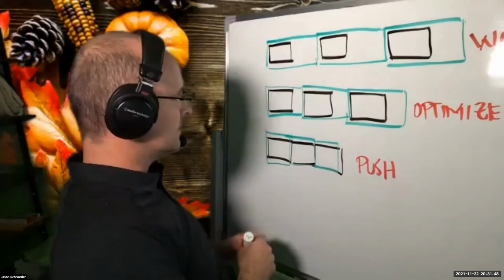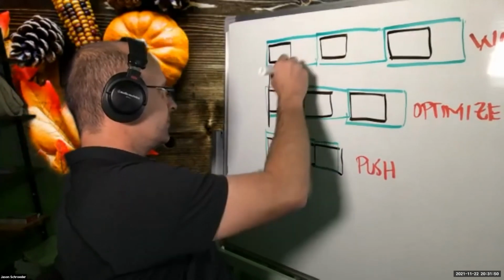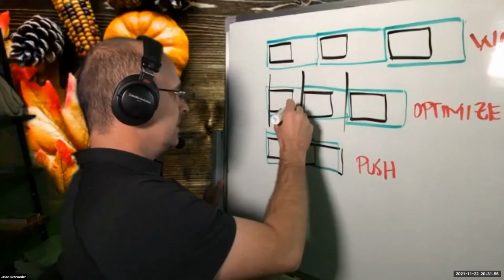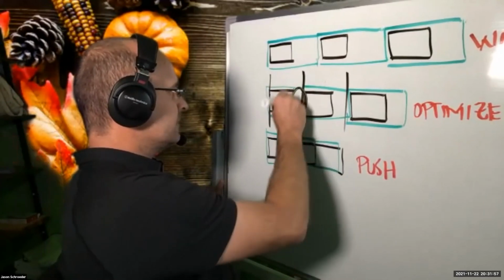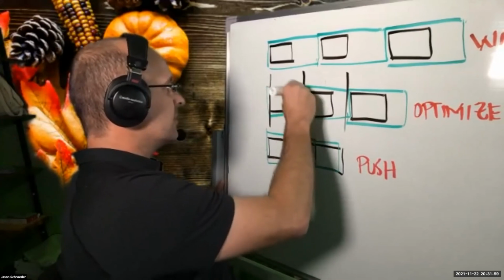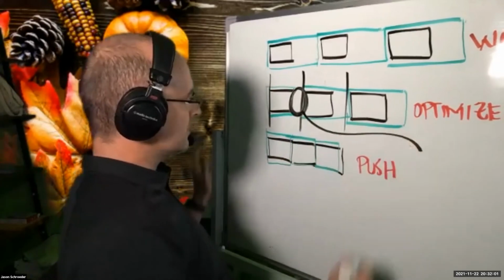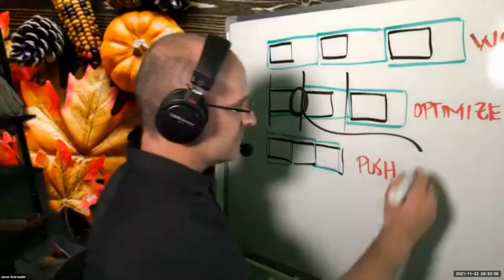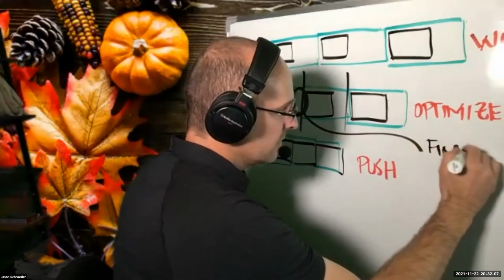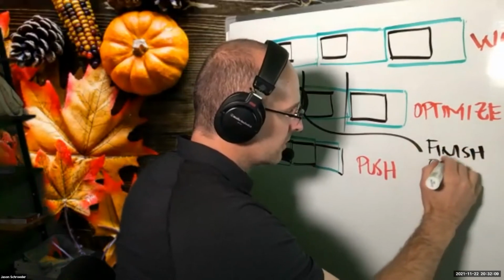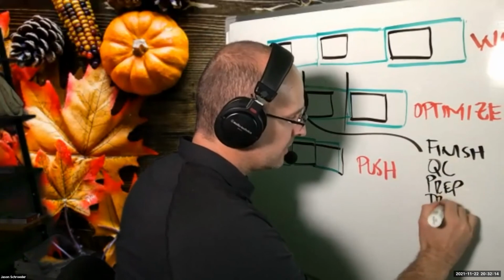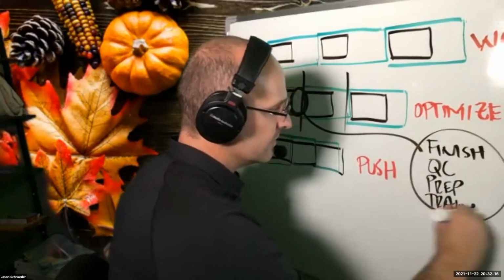But in a tacted system, it would be like, nope, follow that drum beat. And the biggest mindset shift, to answer your question, is: what do we do in this space? If you ask 100% of the industry what to do with that space right there, they would say, start the next activity. But I would say, finish, quality control your work, prepare the next area, train your people. This is what we should be doing.